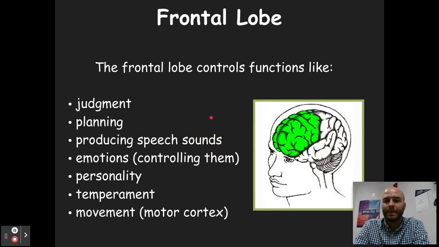The first, that frontal lobe, it controls functions like judgment, planning, producing speech sounds, controlling your emotions, your personality, your temperament. And it also works with movement because of something called the motor cortex, which we'll get to in a second. But this brain structure, your frontal lobe, is one of the last to develop in life, right?